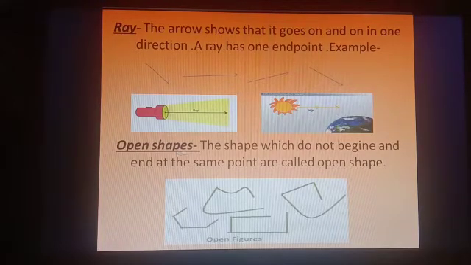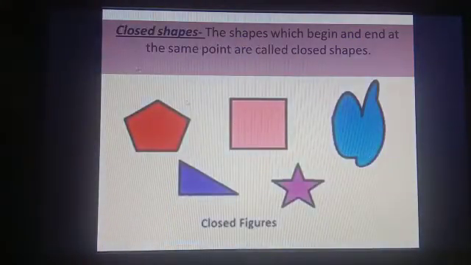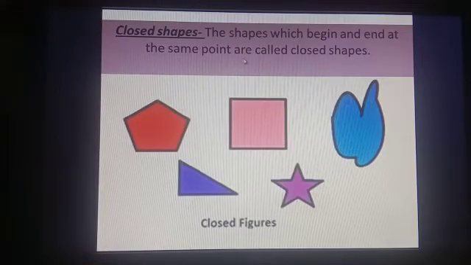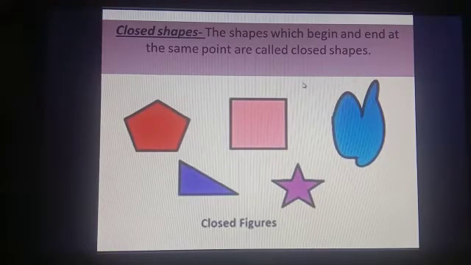Now the open shape. Shapes which do not begin and end at the same point are called open shapes. You can see in all these shapes some parts are open here. That's why they are called open shapes. Now next, closed shape, the opposite of open shape. The shapes which begin and end at the same point are called closed shapes. Just you can see the example here, all the shapes are closed. That's why they are called closed shapes.